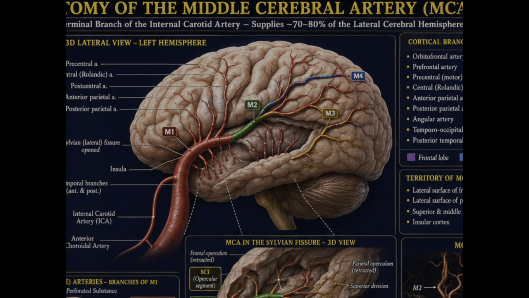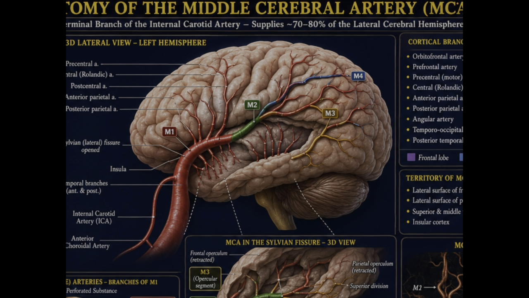M2 or insular segment. Within the sylvian fissure, it divides into superior and inferior divisions.